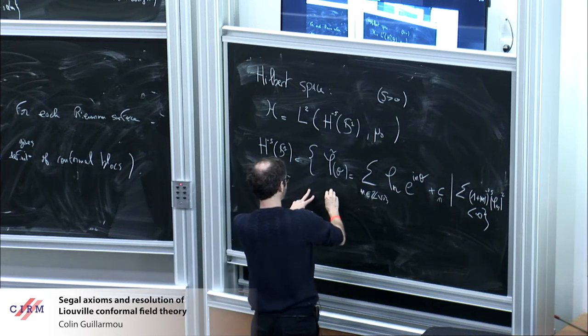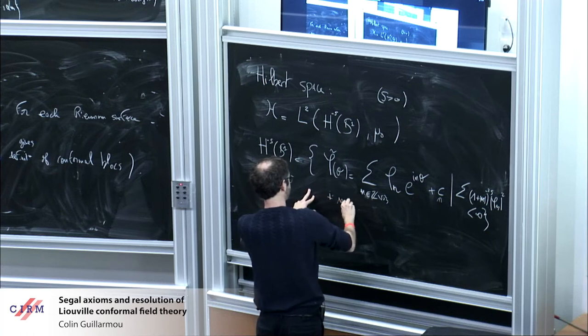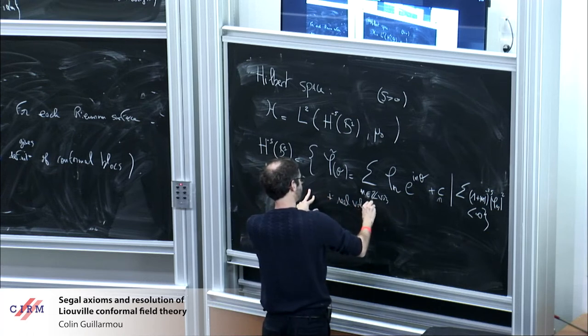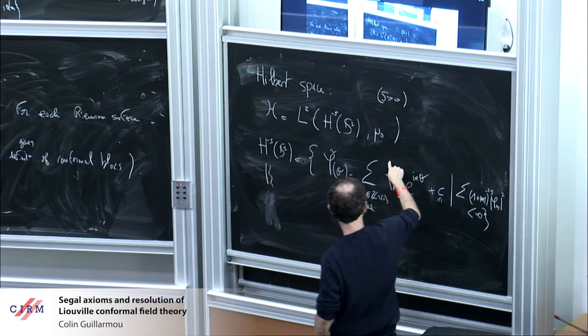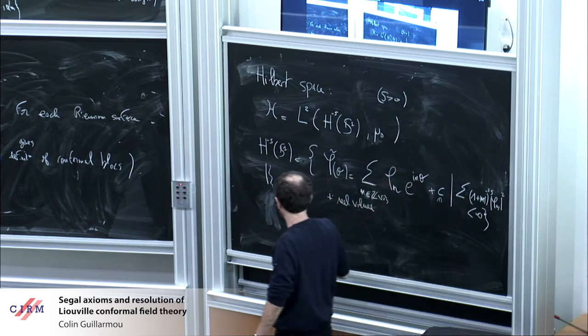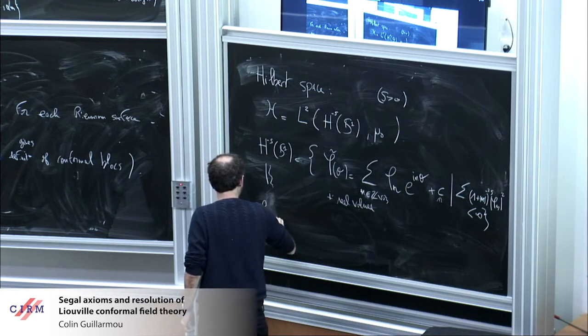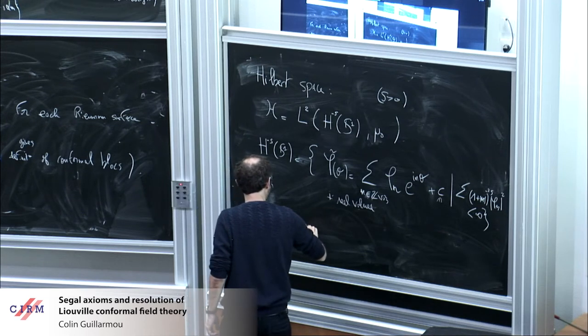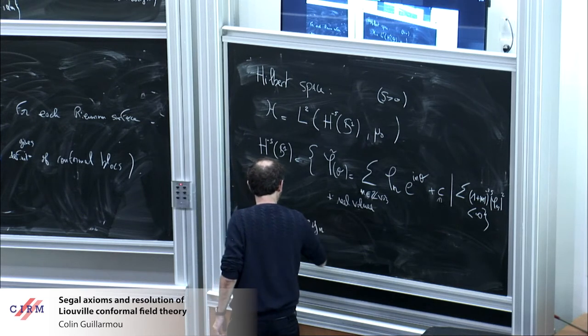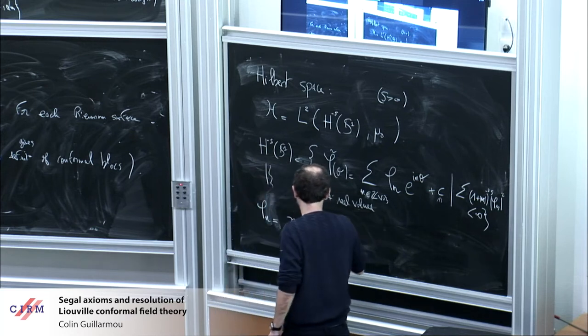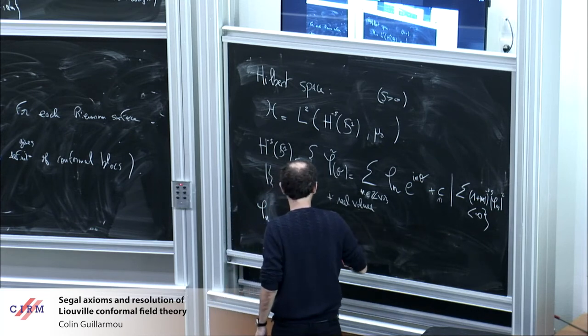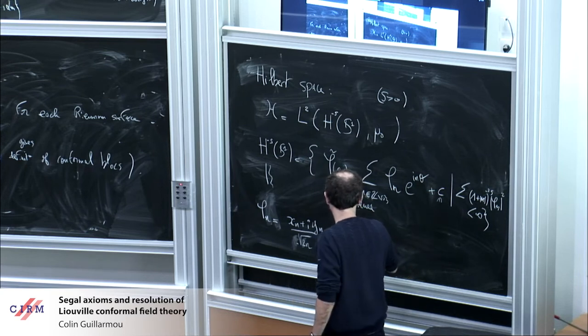And phi is real valued. So you get phi bar n is phi minus n. And phi n, we write it like this, for n positive. And so xn, yn in R.